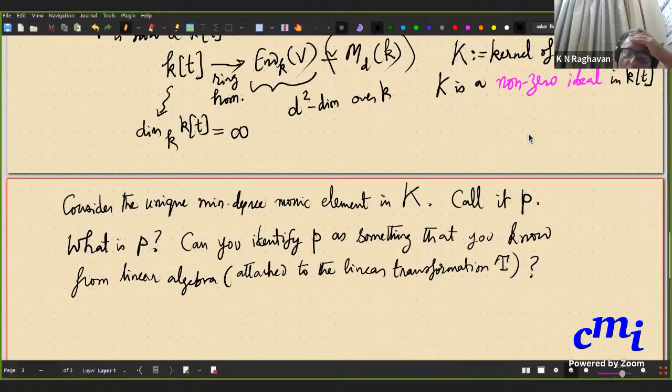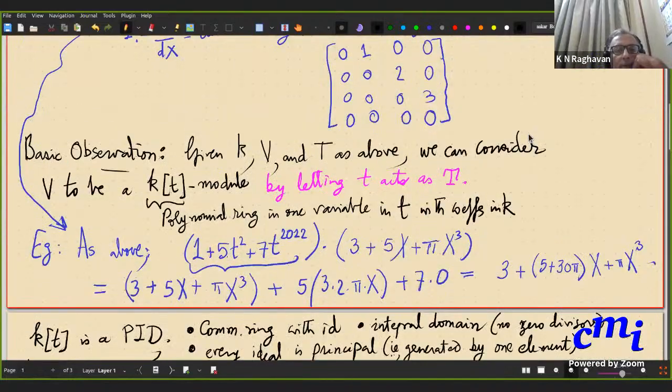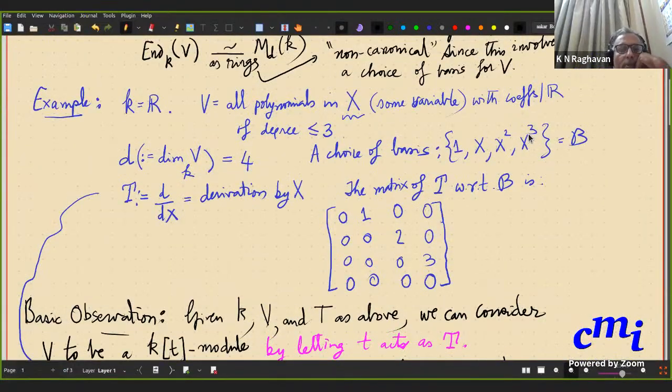Right? So for example, let's go back to this example. In this example, can you identify the kernel? What is the kernel?